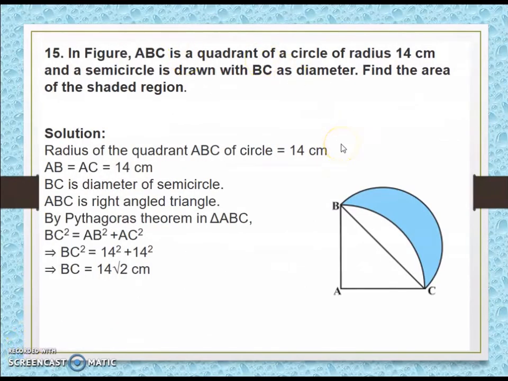So in this figure, ABC is the quadrant of a circle and radius is 14 centimeter. A semicircle is drawn with BC as the diameter. Find the area of the shaded region.